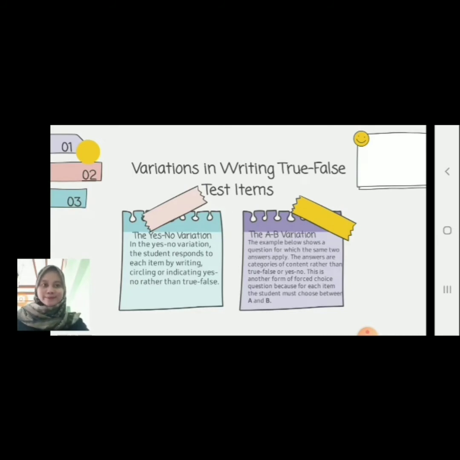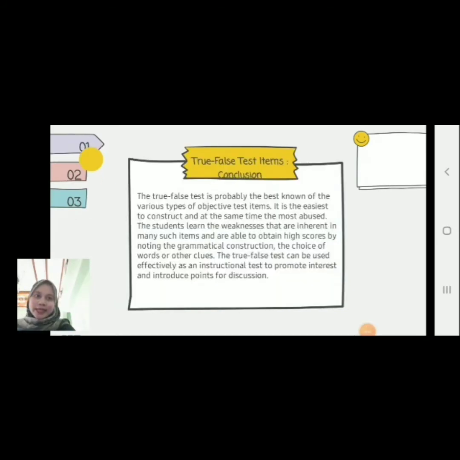In the final analysis, the true-false test is probably the best known of the various types of objective test items. It is the easiest to construct and at the same time the most obvious. The students learn the weaknesses that are inherent in many such items and are able to obtain high scores by noting the grammatical construction, the choice of words, or other clues.